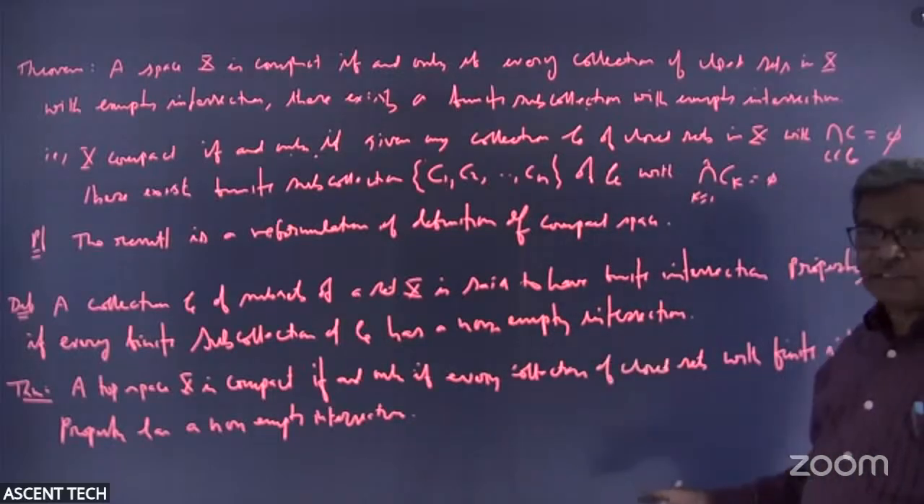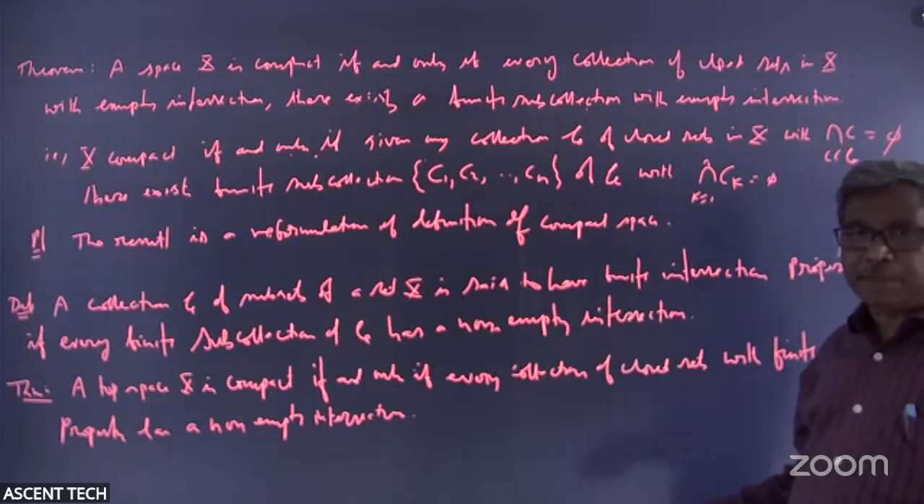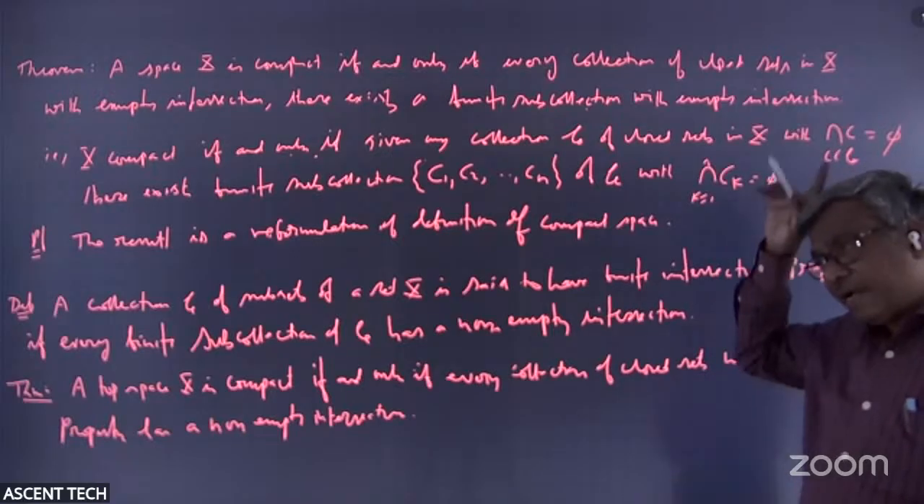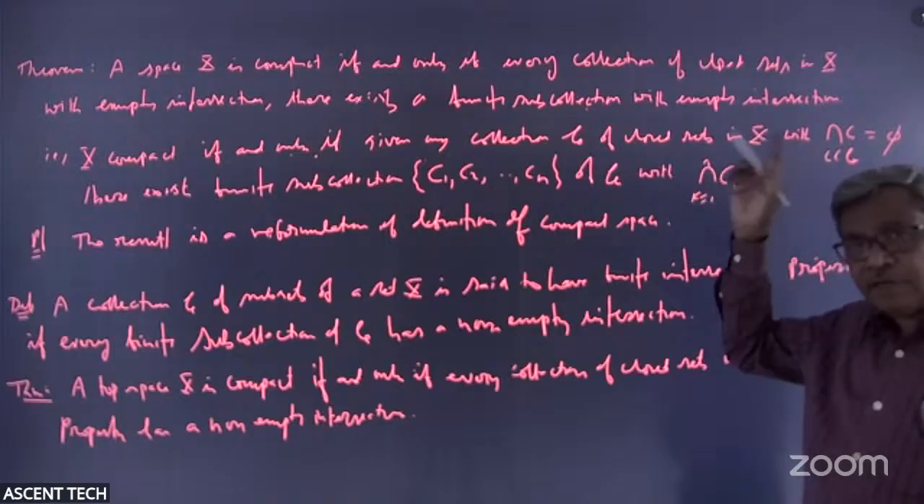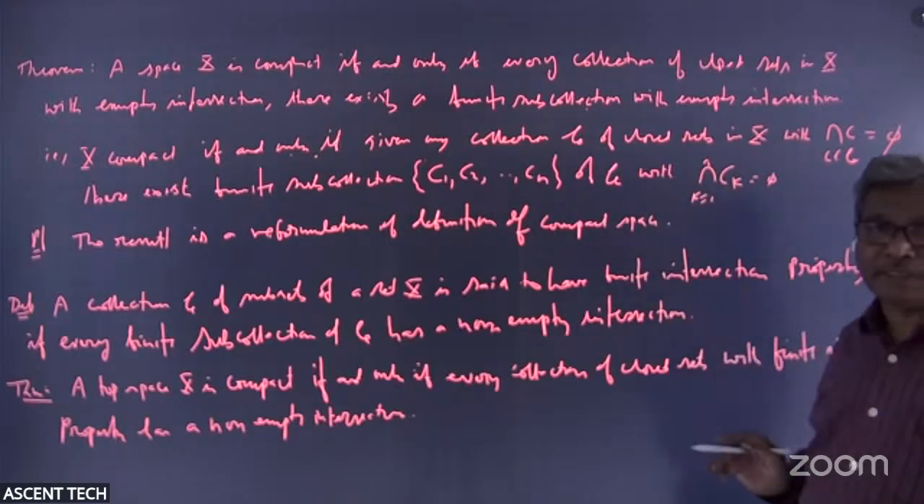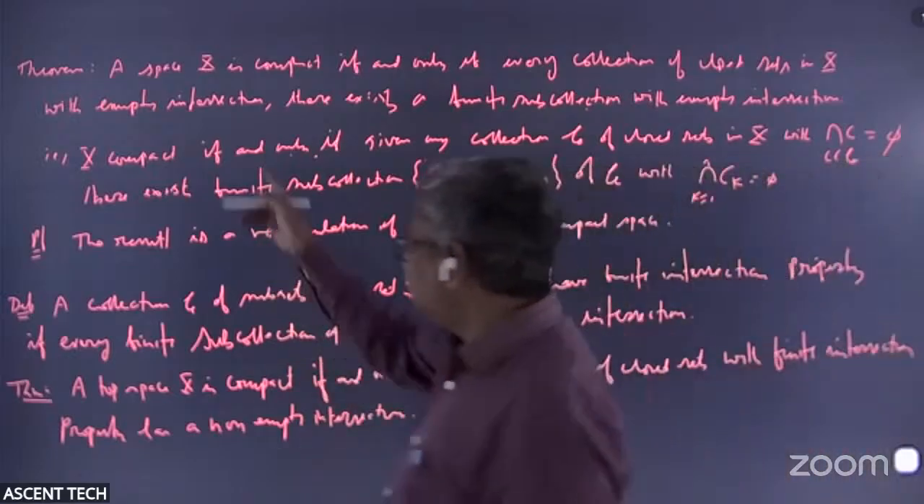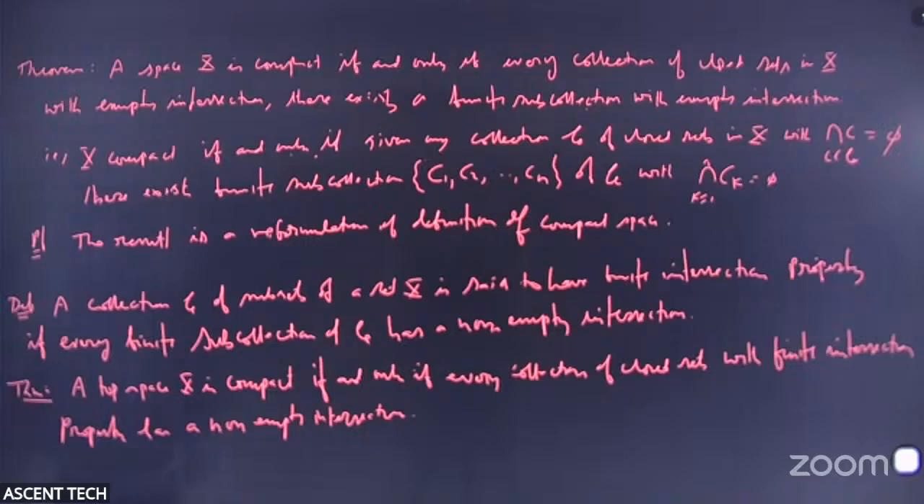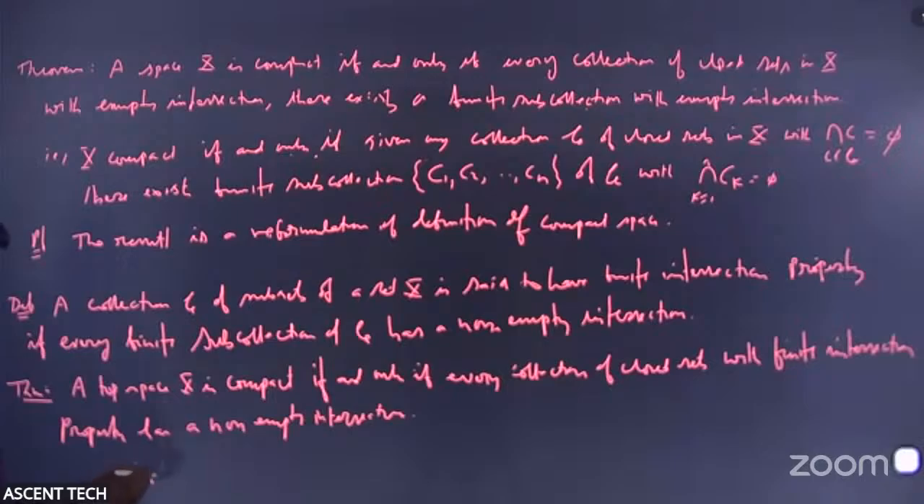So if it has the finite intersection property, no finite subcollection can be empty, and therefore the entire collection of closed sets cannot be empty. Proof is done. This is just a corollary. This just says whatever the theorem said. This is equivalent to the theorem. Just restating. Restatement.